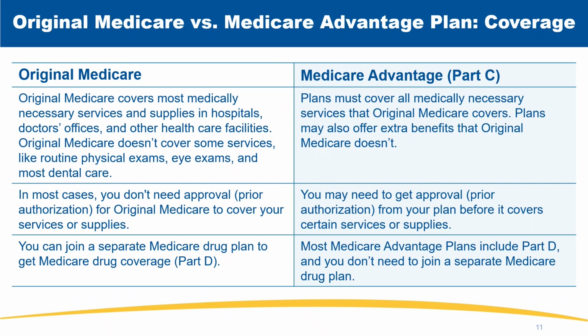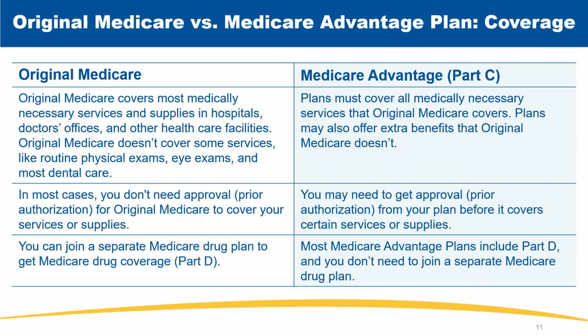Original Medicare versus Medicare Advantage plan coverage. Original Medicare covers most medically necessary services and supplies in hospitals, doctors' offices, and other healthcare facilities. Original Medicare doesn't cover some services like routine physical exams, eye exams, and most dental care. Routine physical exams does not include your annual physical exam. It could be something you could have received when you were a child, but they decided to request it at a later age. Medicare will not approve it.